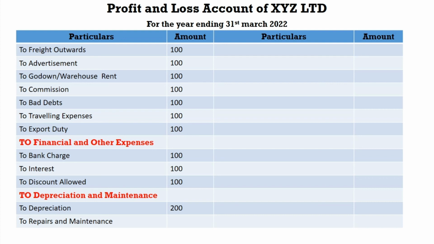Okay. Depreciation and maintenance. The same thing, depreciation is reducing the asset value, correct? So this 200 is reducing the asset value. When we make the profit and loss account, at that time you can see this 200 will come there. Okay. Repair and maintenance. Whatever cost comes from repairs of machines or vehicles, we have to put it in.